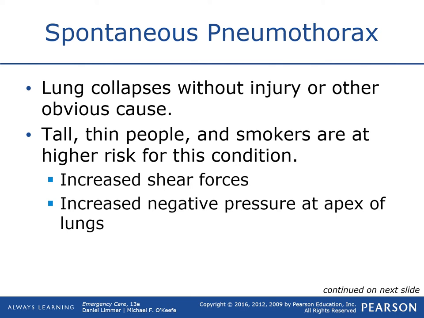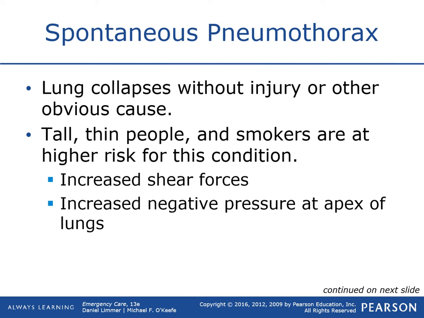able to inflate. So all that being said, spontaneous pneumothorax, like I said, is a pneumothorax that's caused without any apparent reason, just kind of appears with no rhyme or reason. The people who are more at risk for spontaneous pneumothorax are generally tall and thin people. Sometimes smokers also are included in that. And the reason behind this is if you are very tall and thin, you're going to have increased forces on your lungs to begin with, because your lungs are stretched out more than they are designed to be.